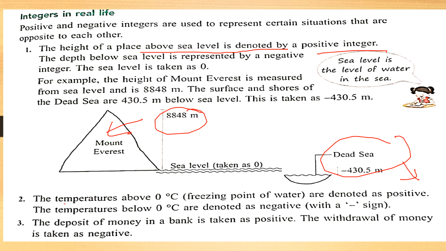And also we have temperatures. And the most common real example is the deposit of money in a bank and how you are going to withdraw it. If you're depositing it, it is credited and it's positive. But if you withdraw it, it will come as negative. So here is how negative numbers come in practice.